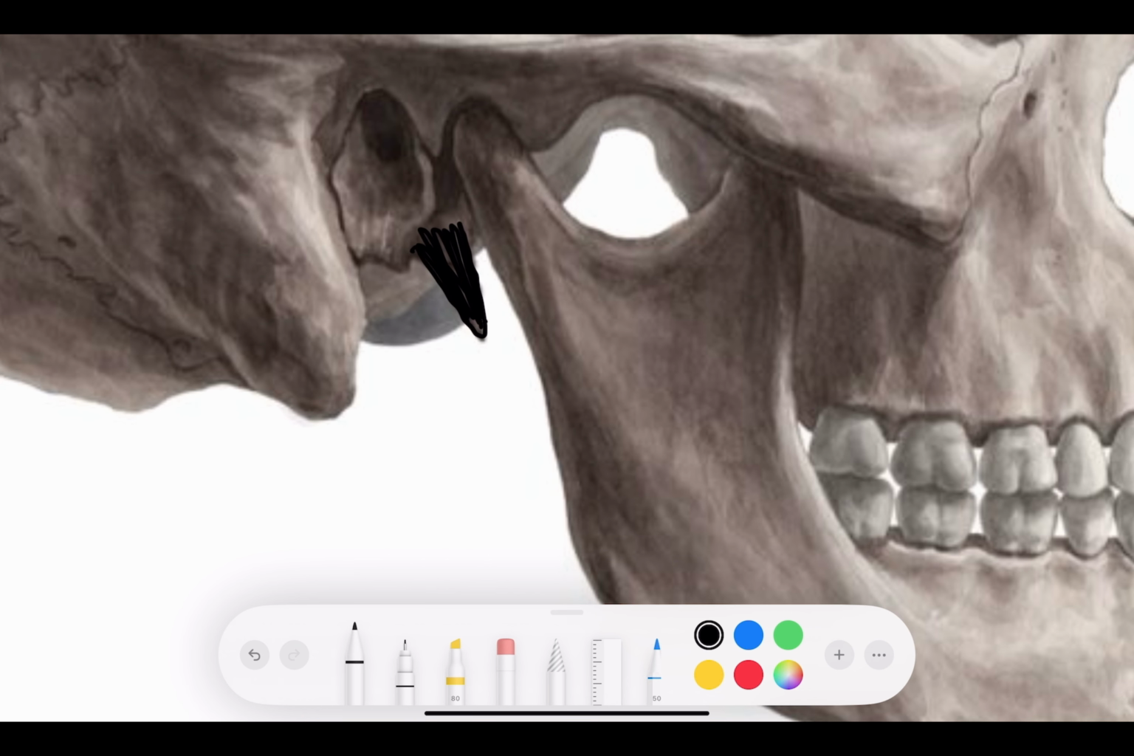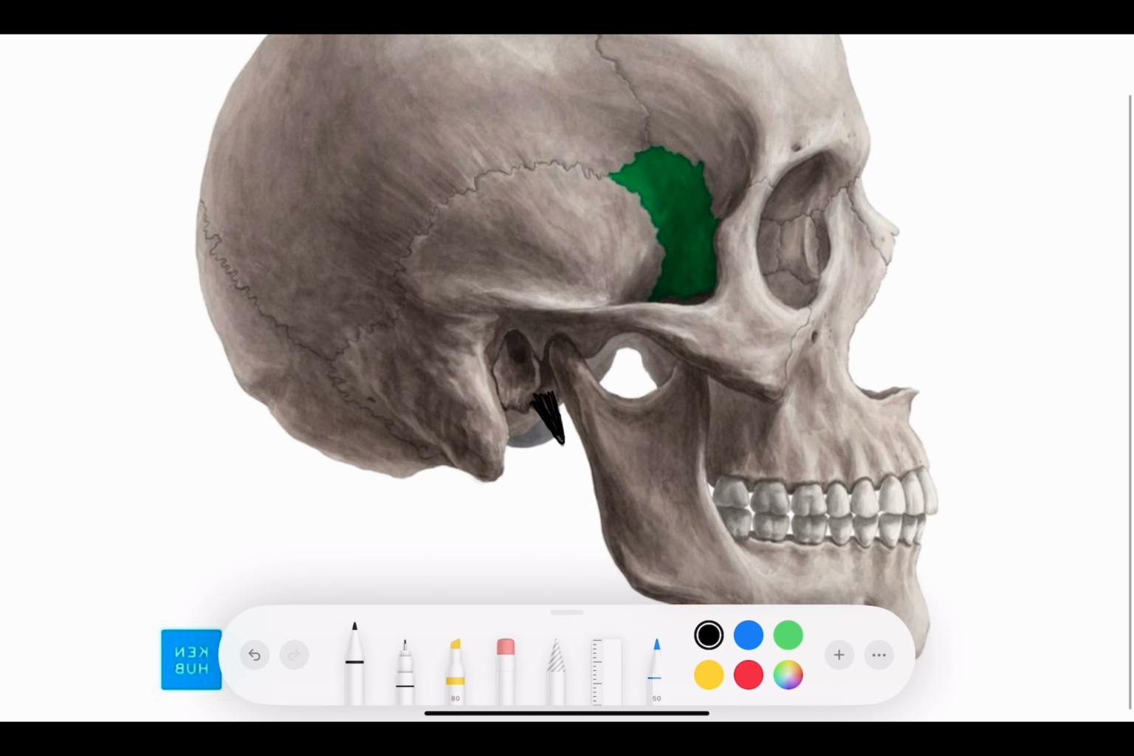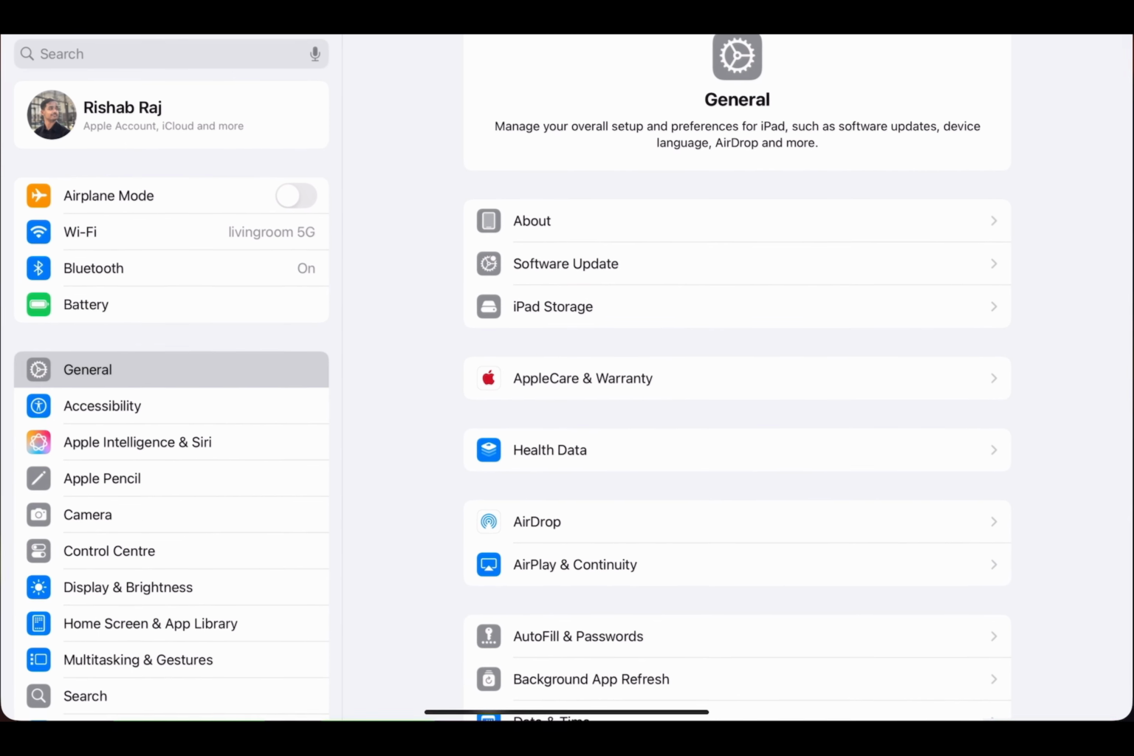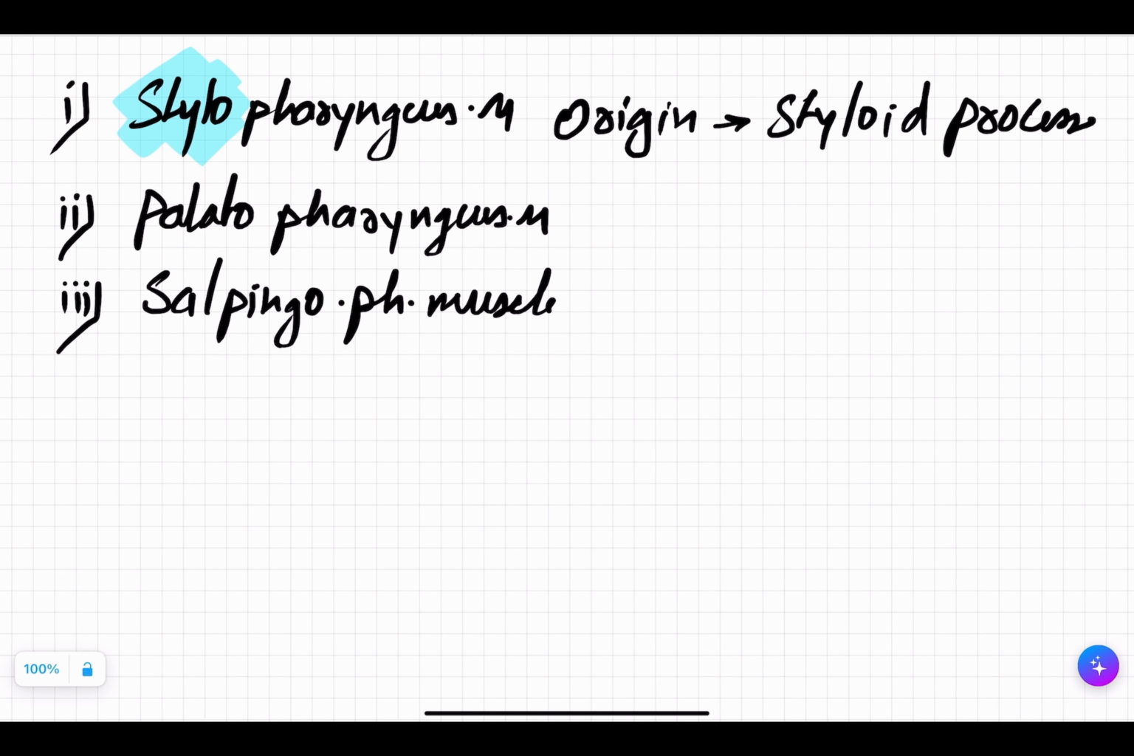So this muscle will come from here down. And whether it will insert on the wall or on the thyroid cartilage, don't worry, we have got you covered. Just a minute. So the origin of the stylopharyngeus muscle is the styloid process.